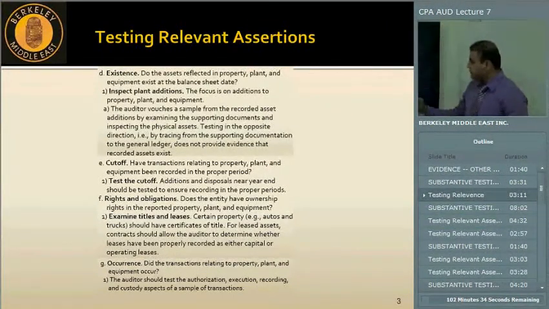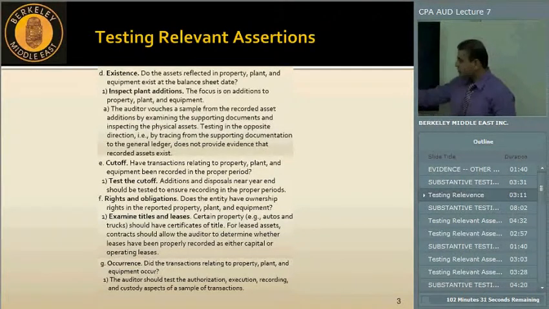Then test the cutoffs. Additions and disposals near year-end should be tested to ensure recording in the proper period. Rights and obligations: does the entity have the right? Is this their asset or a leased asset that they put in their accounts, or an outsourced asset that they have sold or are using as rentals? These are the things where we have to see the rights and obligations: examine title and leases, inspect insurance policies, and inspect property tax records. They will show you who owns the property and who is paying the tax.